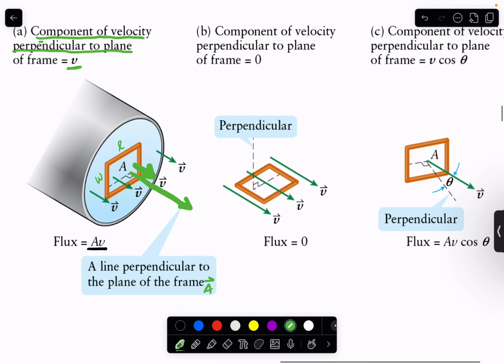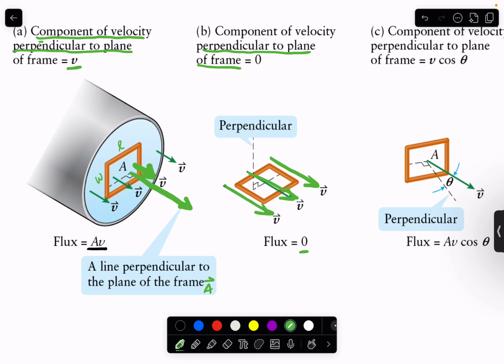So now what if our area is flat and we're passing the water over top of this rectangle? How much of the water is going to go through that area? Zero water, right? Because it's passing over it. And therefore, no component of the velocity vector is perpendicular to the plane of the frame. So zero amount of that vector passes through that area.